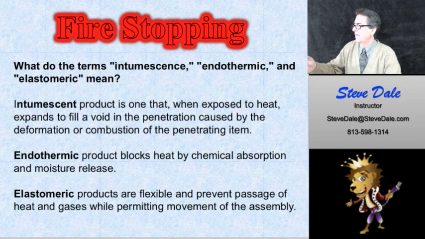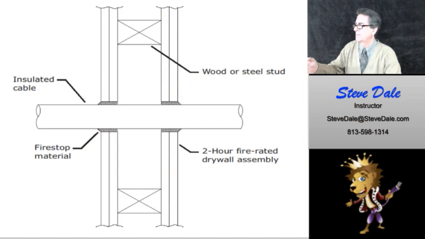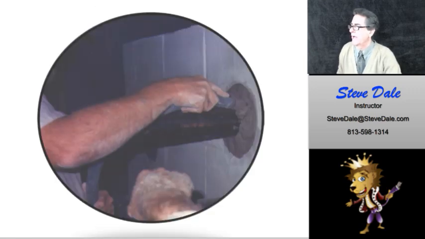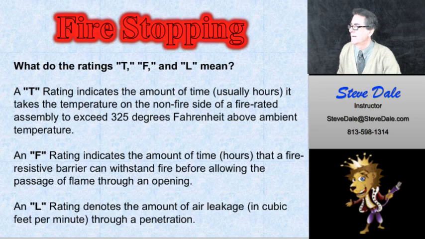Okay, and I think I've got some pictures in here. I'm not going to get into too much, but this gives you a good example of a through penetration in a 2-hour fire-rated drywall assembly. This looks like a sleeve of some sort, a piece of pipe or something going through there. See the darker fire stop material there? That's all you have to do. Seal it up with that and so forth. Okay, here's an example.